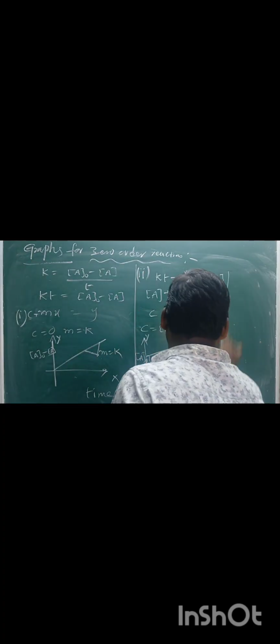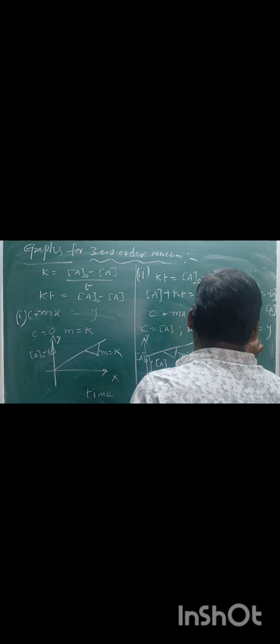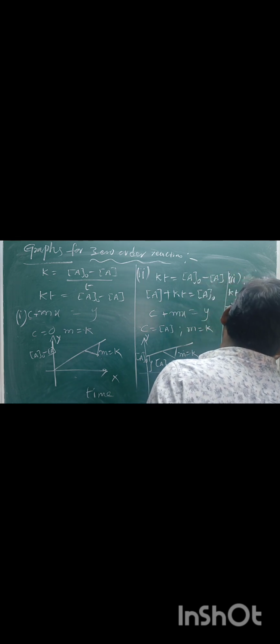In the same way, one more graph is there. Kt equals A naught minus A. Transposing to that side and multiplying by minus on both sides, minus kt plus concentration of A naught is equal to concentration of A. It is compared with the straight line equation y is equal to mx plus c, where c is equal to concentration of A naught, m is equal to minus k. Negative slope here.